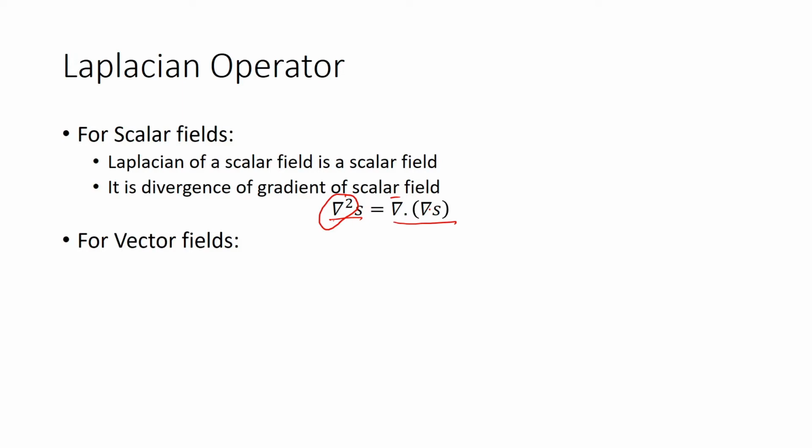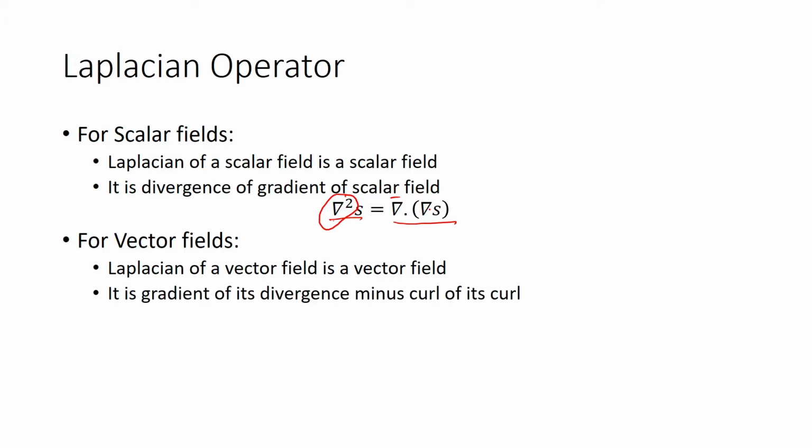For vector fields, the Laplacian of a vector field will also be a vector, and its value is the gradient of its divergence minus the curl of its curl. That is, del square of v bar is equal to the gradient of its divergence minus the curl of its curl. So this is how you obtain the Laplacian of a vector.